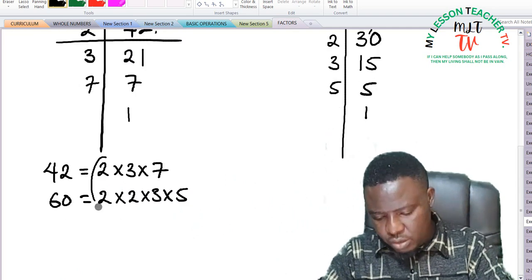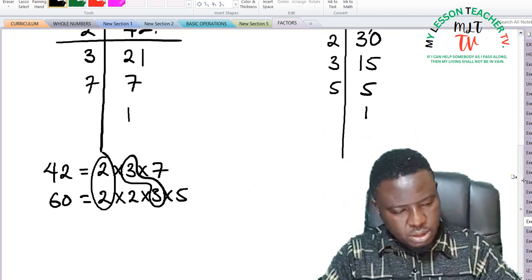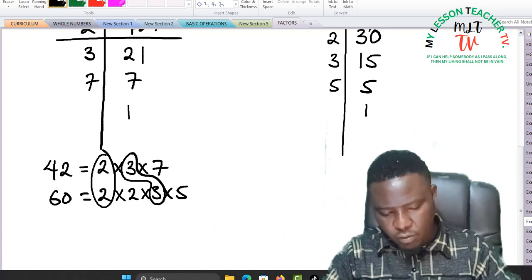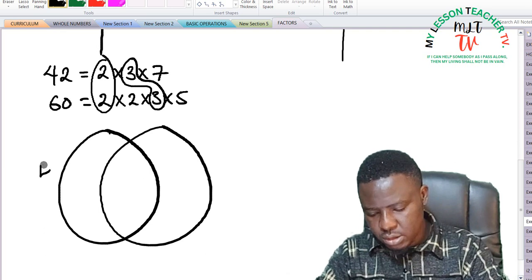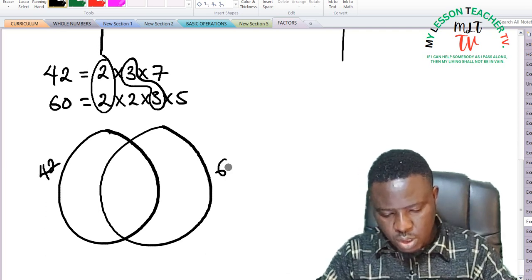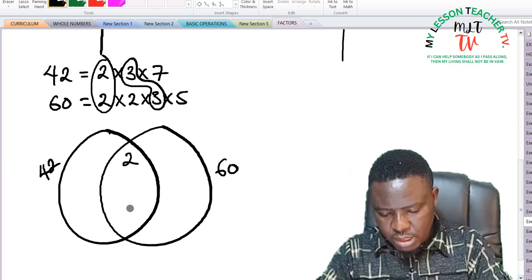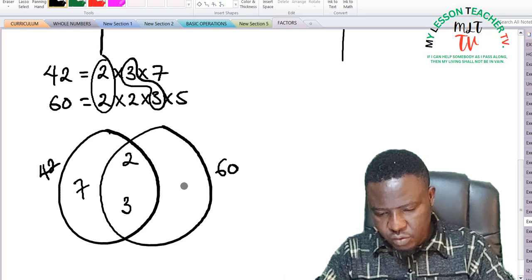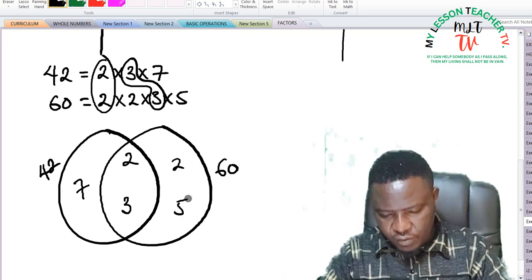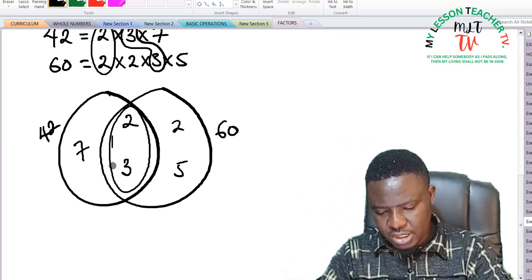We'll now circle out the common factors, which are these and this. So representing this in a circular form, we have this circle as well as this. This will house the factors of 42 and this for 60. The intersection will be for those that are common, which is 2 and 3. While for those you can find in 42 only, you have 7, and this is 2 and 5. So the HCF now is those you find in this intersection.